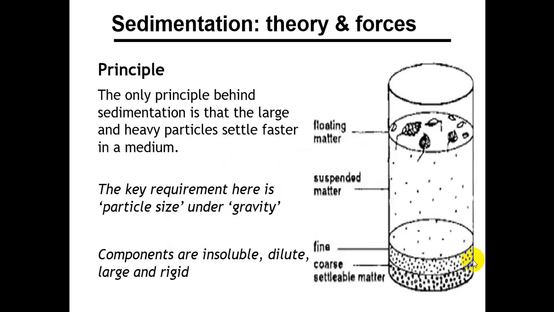So, let me explain this diagram. We see that the base has coarse settleable matter. The particles are very coarse, irregular in shape, very big gravels. Then the next one is fine sand. This is another layer comprising fine sand. Then the next one is very light particles inside this mixture. Then the floating matter are leaves. You know, leaves are very lightweight, so they are floating on the surface of the water.